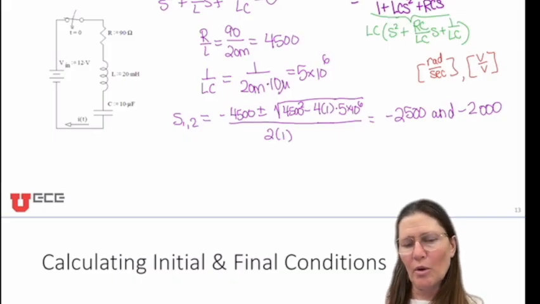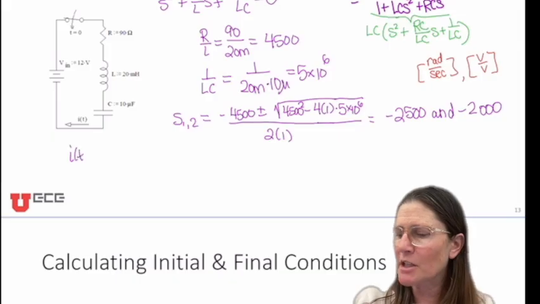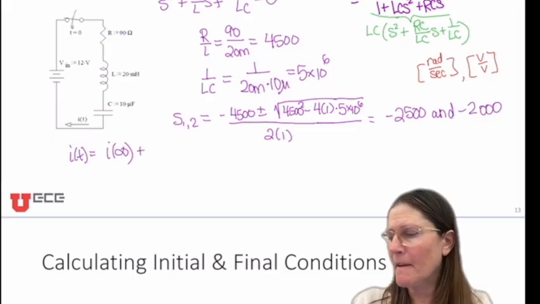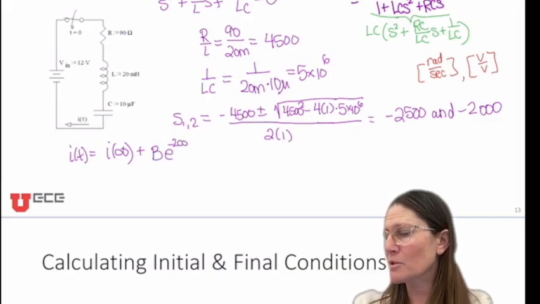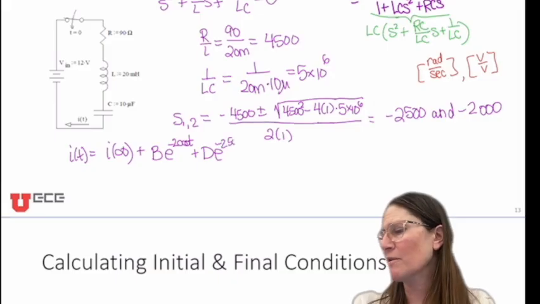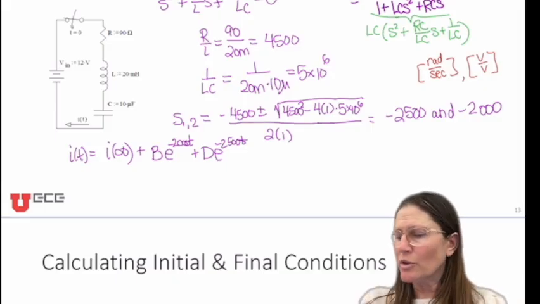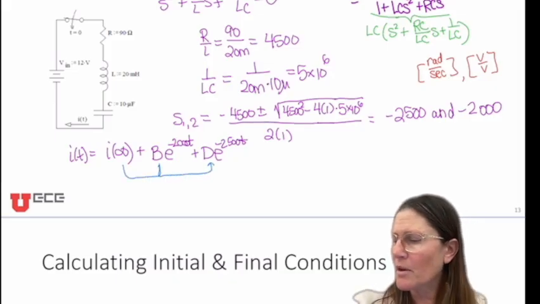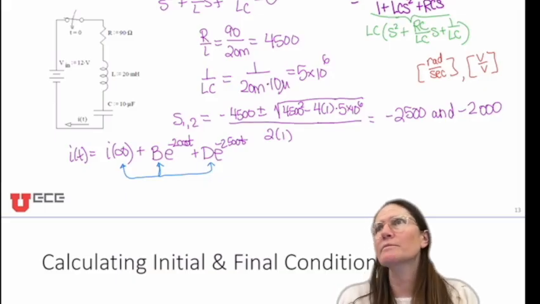And so the form of this solution is going to be I of t is I infinity plus b e to the minus 2000t, plus the d value e to the minus 2500t. So these are going to be found. So each of these values of the variables here is found by the initial and final conditions.